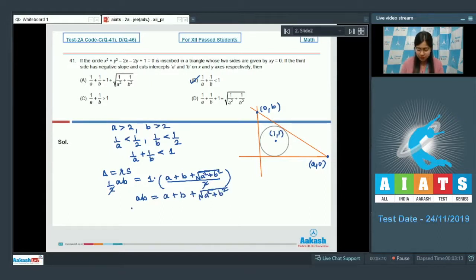Dividing by AB on both sides, we get 1 by A plus 1 by B plus under root of A square plus B square divided by A square B square is equal to 1. Now nothing of this sort is given in the options, so the only correct answer is option B.